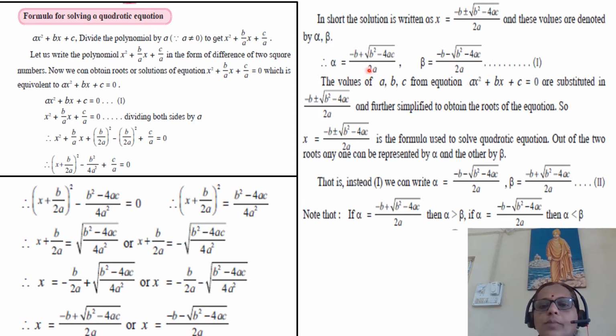Let this value be alpha and the other value be beta. These two are the roots of your given quadratic equation. So take the values of a, b and c from the equation ax² + bx + c = 0, and x = (−b ± √(b² − 4ac))/2a. These are the roots of the given quadratic equation. You can consider one value as alpha and the other as beta. So alpha is equal to this value and beta is equal to this, where alpha is greater than beta.